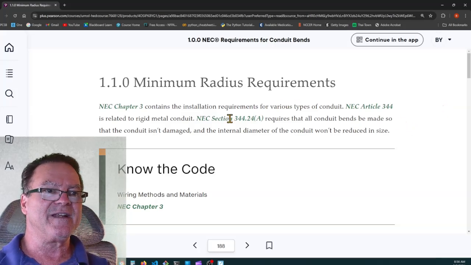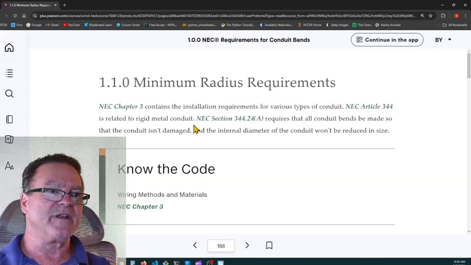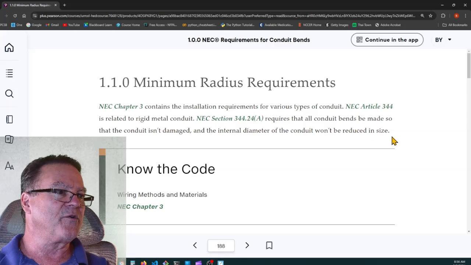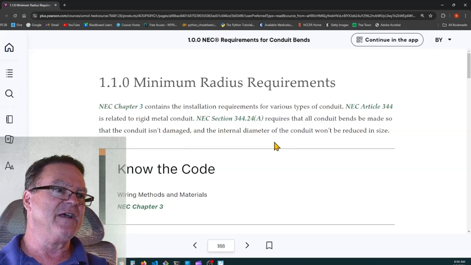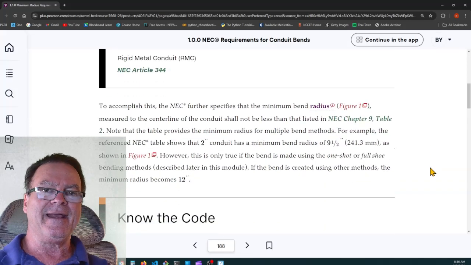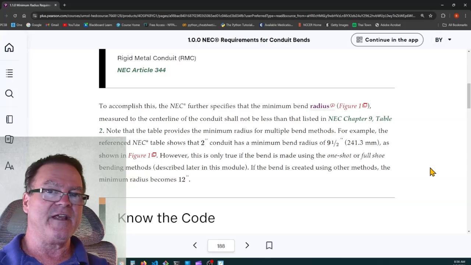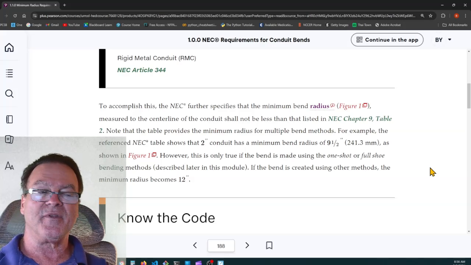Minimum radius requirements. NEC Chapter 3 contains the installation requirements for various types of conduit. Article 344 is related to rigid metal conduit. And Article 344.24(A) requires that all conduit bends be made so that the conduit isn't damaged and the internal diameter of the conduit won't be reduced in size. You cannot kink the pipe when you make a bend or a 90 in it. You need to use the right equipment and know how to use it and keep pressure on the pipe in order to maintain the proper diameter internally. You don't want to crush the pipe. You don't want to egg shape the pipe.